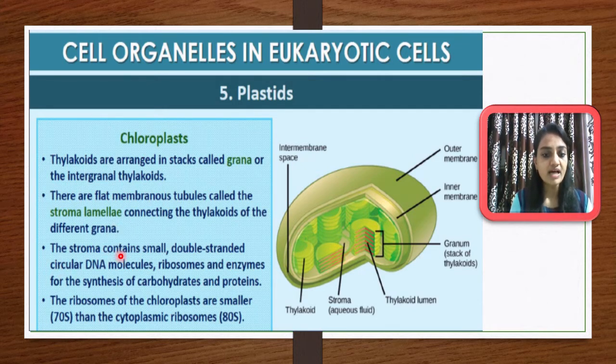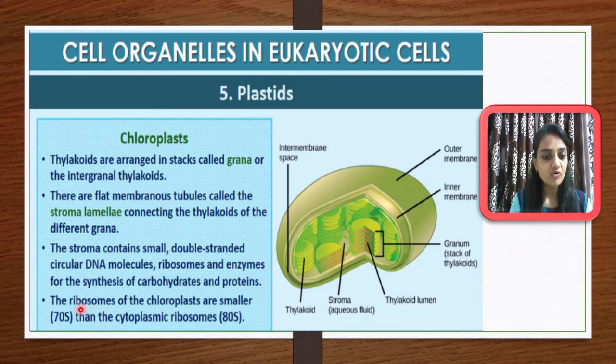The stroma contains a small double-stranded circular DNA molecule. As I told you, this is not part of the endomembrane system. This is an individual, self-replicating organelle, and that's why it has its own DNA, a double-stranded circular DNA molecule. It even possesses its own ribosomes, and enzymes for the synthesis of carbohydrates and protein synthesis.